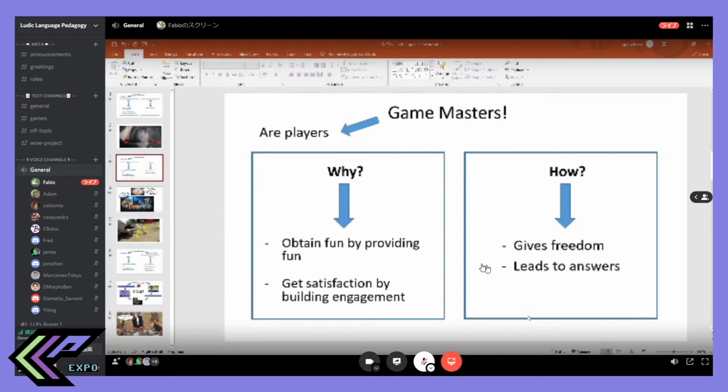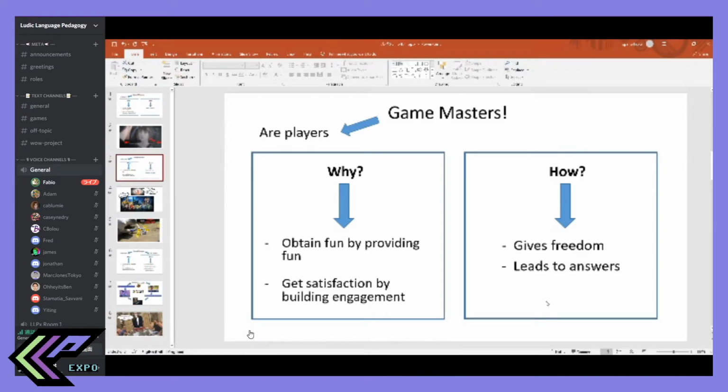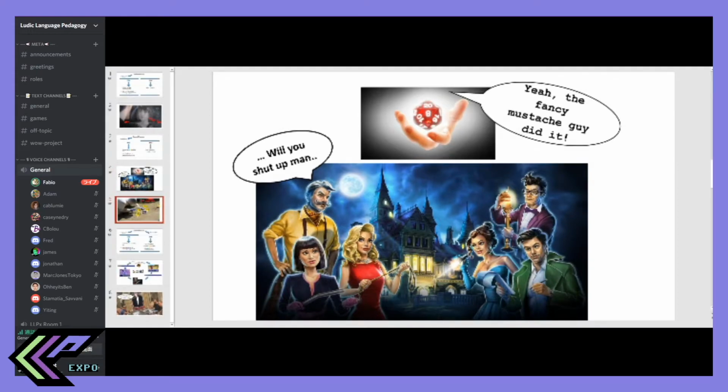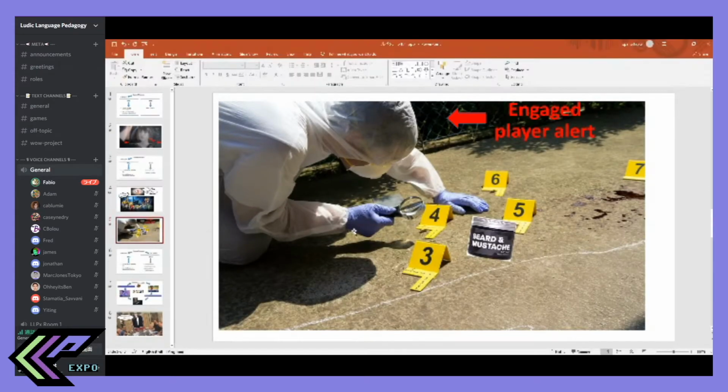The second point I would like to make is that a good GM leads to the answer. It doesn't give the answer. It doesn't impart knowledge. It doesn't spoon feed. For example, the dungeon master is not a voice from the sky that says, the fancy master guy did it. He's the one who actually gives hints, gives the tools, gives the skills, gives the knowledge that the players need in order to find the answer by themselves.